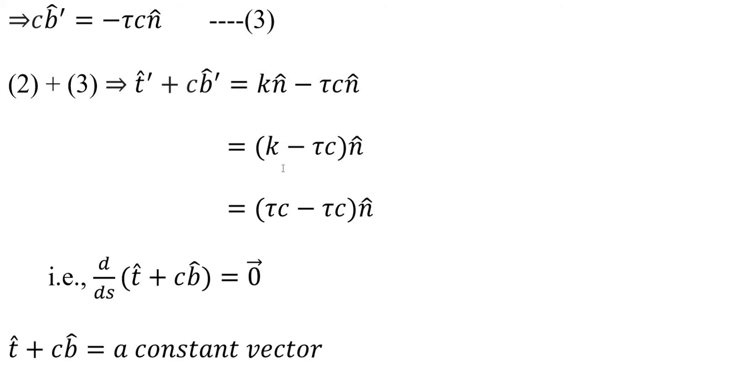By equation 1, we know that kappa by tau equal to c by our hypothesis. So therefore, tau c minus tau c into n cap, which is 0. This implies that d by ds of T cap plus c B cap equal to 0 vector. That is, T cap plus c B cap is a constant vector.